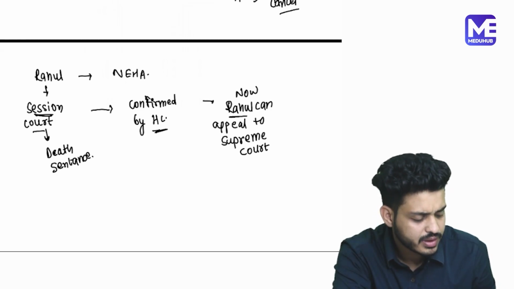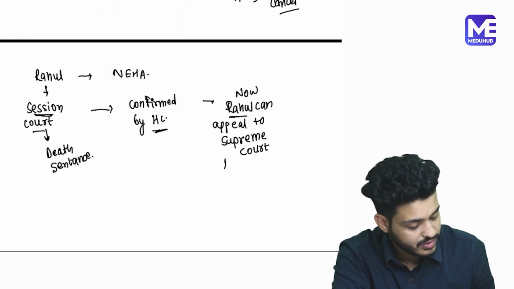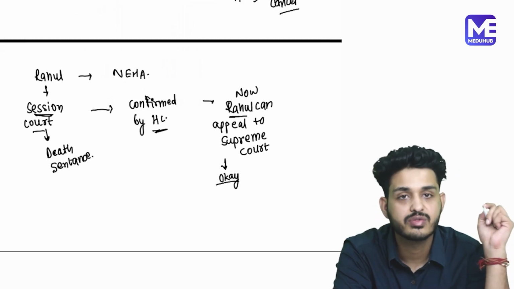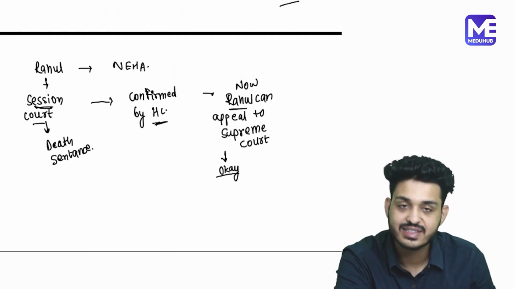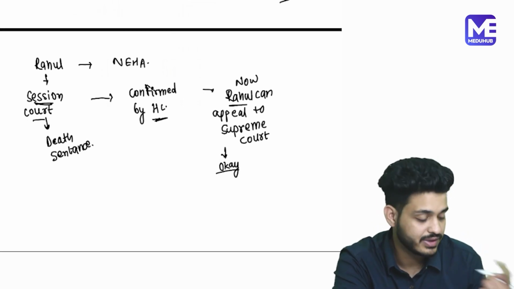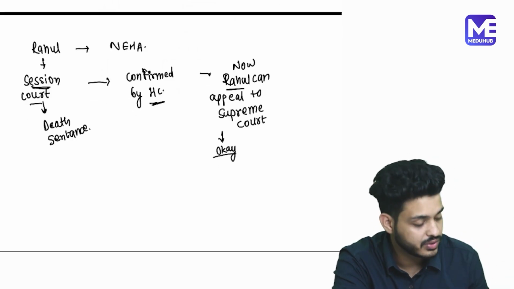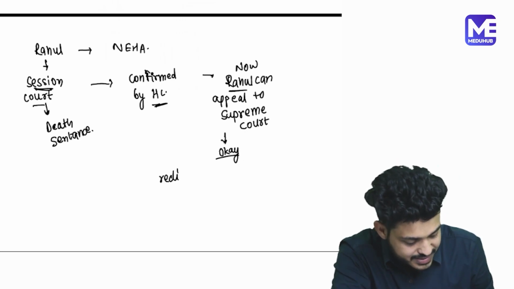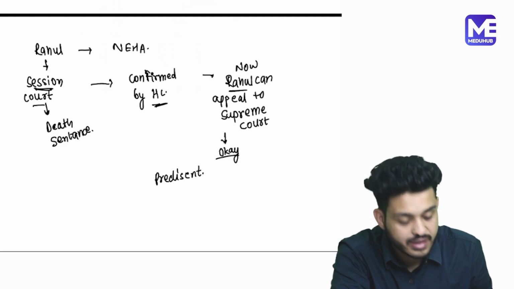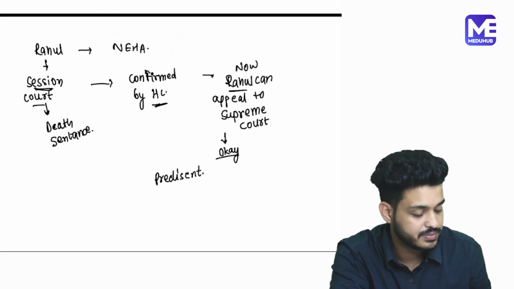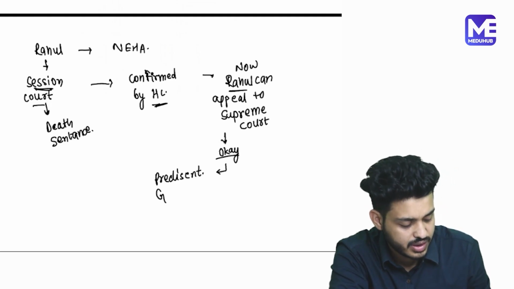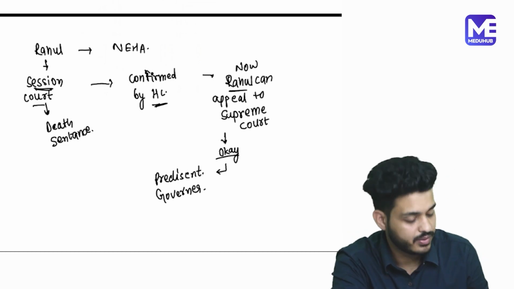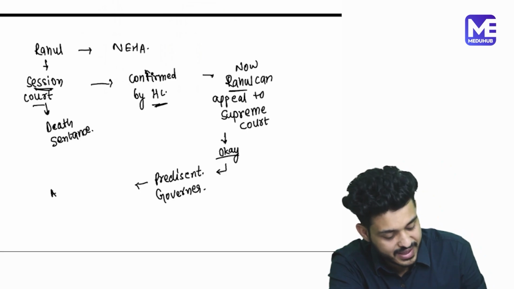Now what will happen if Supreme Court also says, okay, you killed someone and you have to die? In that case, where can he go now? Look here, guys. He can go to the President now. He will file a mercy petition to the President or Governor. The President has a power that is known as amnesty.